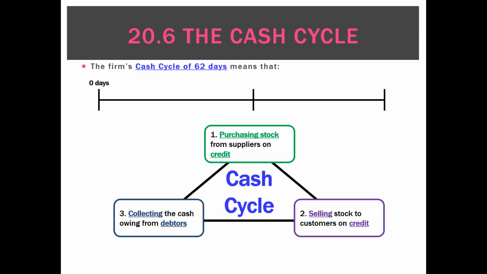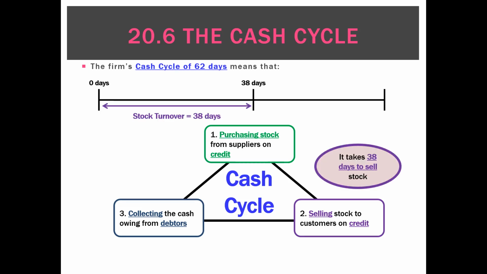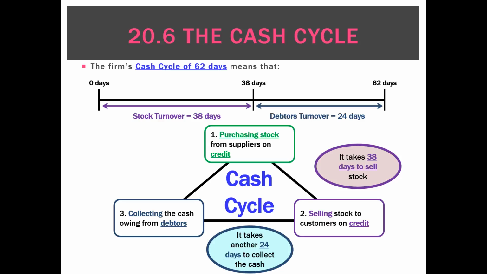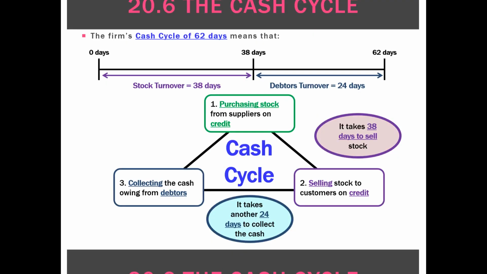So what does that mean? Well, it means that our first step of the process, after we bought stock, was then selling it. That on average takes 38 days for this business to sell. The second step was, though, for customers who bought on credit, we then need to collect their amounts owing. So the debtors turnover ratio measured that, and that was 24 days. So together, it's taking us 62 days to sell stock and get the money for it.